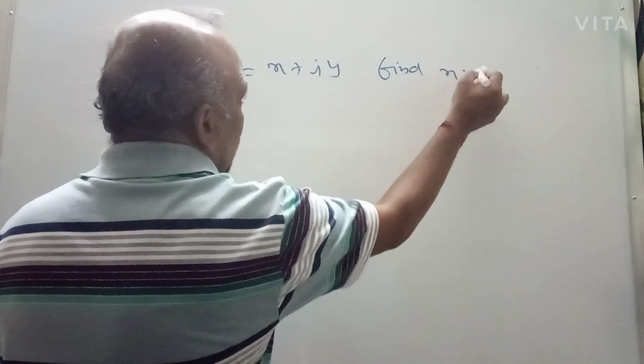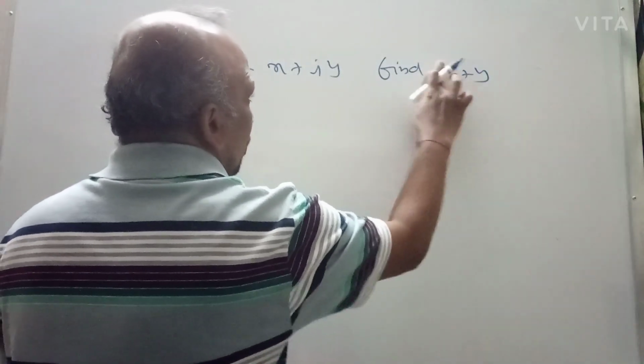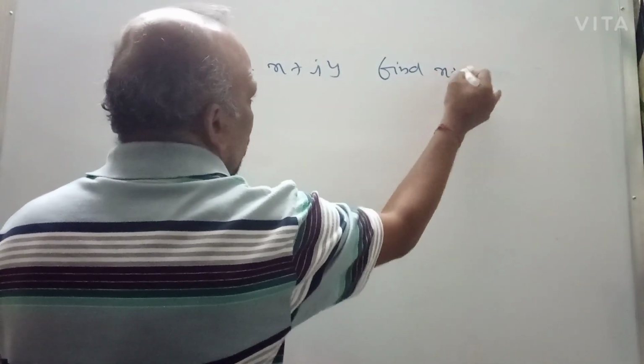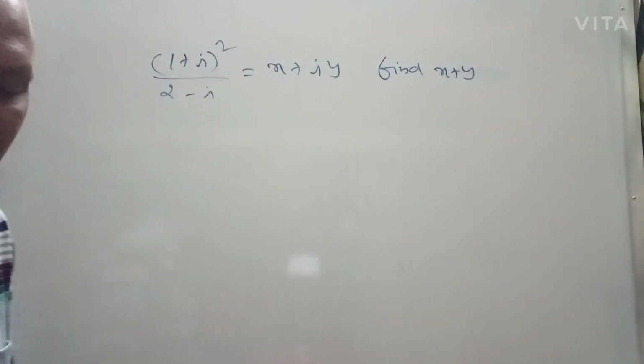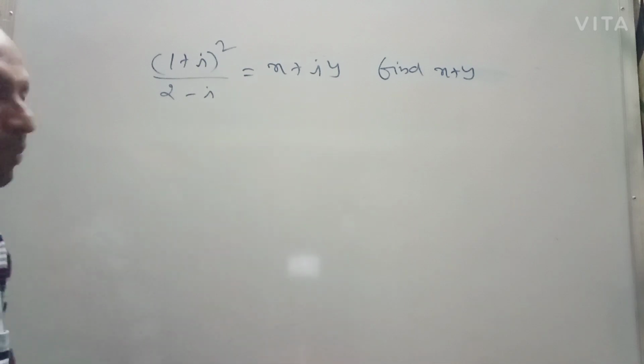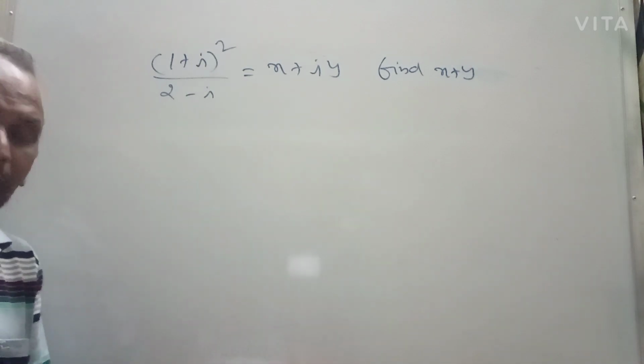Find the value of x plus y. So what is x plus y? They are asking to find the value of x plus y. The expression is given: (1 plus i) squared by (2 minus i) is given, right?